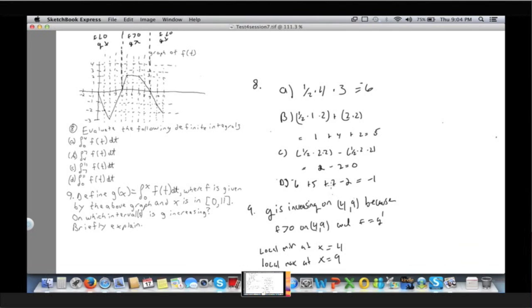Let me take a look at this. It's increasing on (4, 9) because f is positive on (4, 9), and f equals g prime. Good. It looks like you were going for some extra credit there, because you put in where you have the local min and the local max as well. Okay, so that's a good idea, as long as you're confident. You wouldn't want to put in an answer that was wrong. But let's see, local min at 4, because it was decreasing, that looks right, and local max at 9. So yeah, you might get a little extra credit for that.